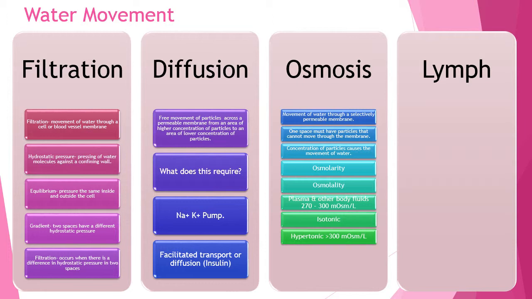Fluids with osmolarities greater than 300 milliosmoles per liter are hyperosmotic or hypertonic. These fluids have a greater osmotic pressure than isosmotic fluids and tend to pull water from the isosmotic fluid space into the hyperosmotic fluid space until an osmotic balance occurs.